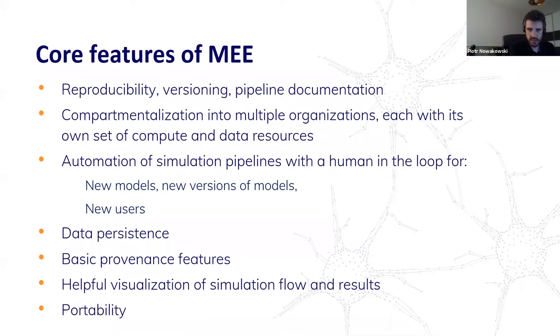This slide basically summarizes the core features. I've already gone through most of them, so I will not dwell too much on this issue. We have reproducibility, as I've already said, and versioning of computational steps, so you can have multiple versions of a given step and execute any one of them you like. We have support for multiple organizations, each with their own set of resources. We have automation of simulation pipelines with a human in the loop. So as the person executing the pipelines, you can supply your own input data and your own input parameters as well.